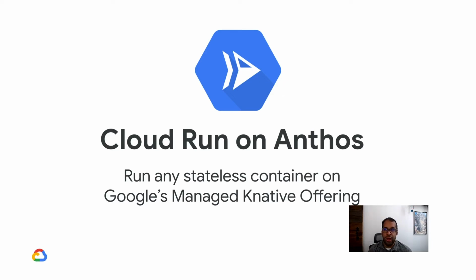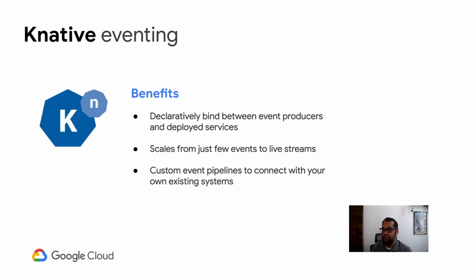So if you don't care about Kubernetes, if you just want pure serverless, Cloud Run fully manages it for you. If you want to extend it, and you want more freedom, Cloud Run on Anthos is for you because it runs in a regular Kubernetes offering. Now, let's talk about eventing. What is eventing? I would encourage you to go to serverlesseventing.com because I write a lot about it, but we'll touch upon it here a little bit.